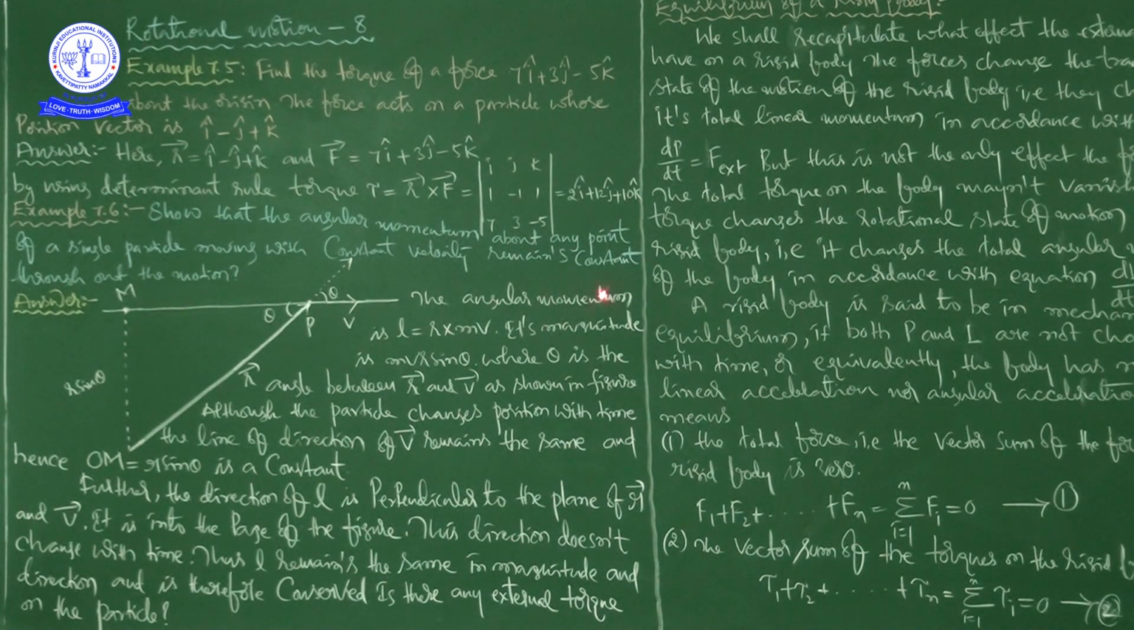The general formula for angular momentum is L is equal to r bar cross m v bar. Actually it is m v r sin theta, but we are writing it as a vector. Its magnitude is m v r sin theta, where theta is the angle between r bar and v bar, as shown in the figure. This is r bar and this is v bar, so it is the angle theta.